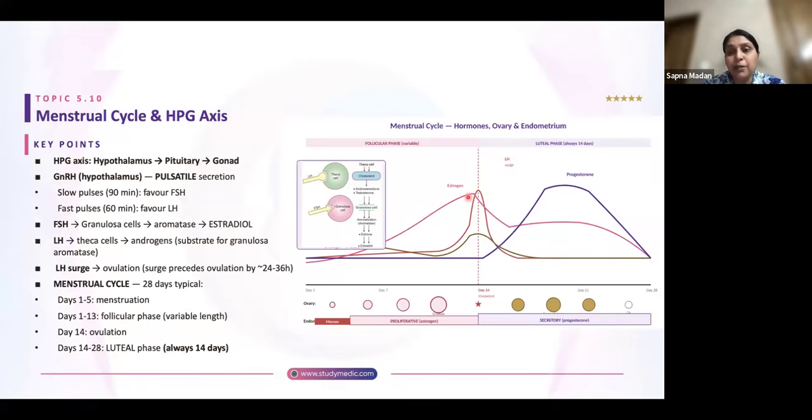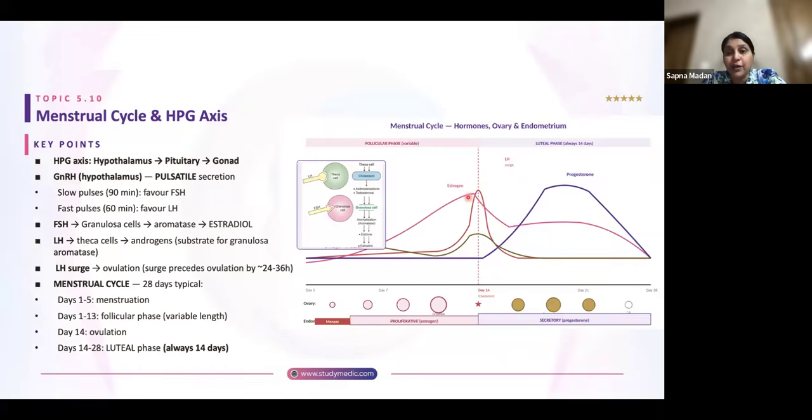Menstrual cycle: a typical menstrual cycle is of 28 days. Day 1 to 5 is the menstrual period where the woman is menstruating. Day 1 to day 13 is also the follicular phase. Now in a menstrual cycle, the average is 28 days, but some can have less than that, some can have a longer cycle.